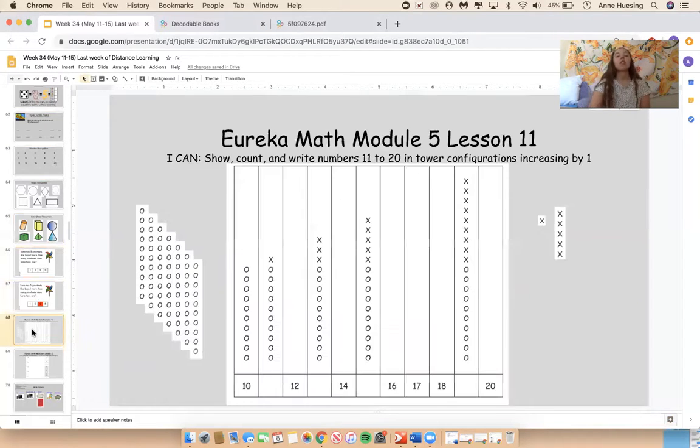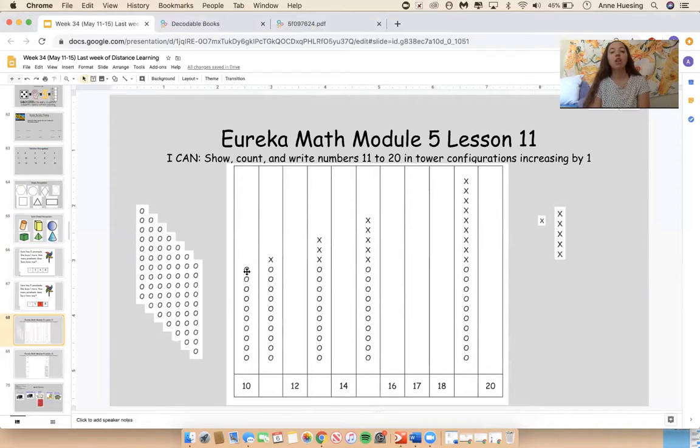Very good, class. All right, today we are going to show, count, and write numbers from 11 to 20 in a tower configuration, just like we see sometimes on number blocks, so that we can understand that from 11 to 20, we're going up, up, up, increasing by 1, okay? So we're going to make a tower going from 10 to 20. So this is why it's so important you keep practicing writing your numbers from 10 to 20, because now we're getting into bigger numbers for our learning, all right?